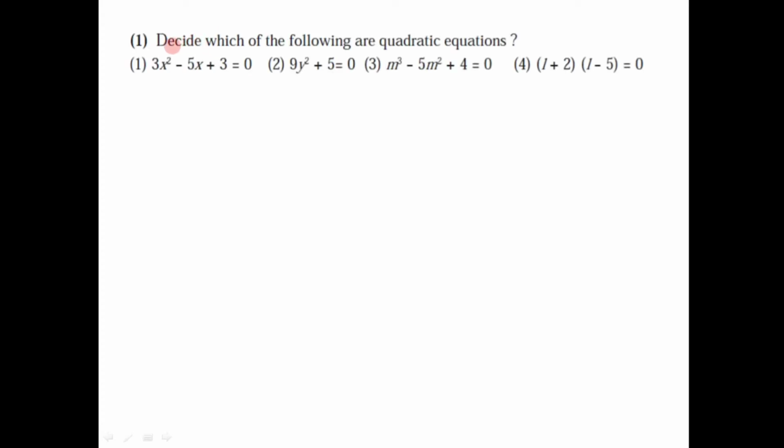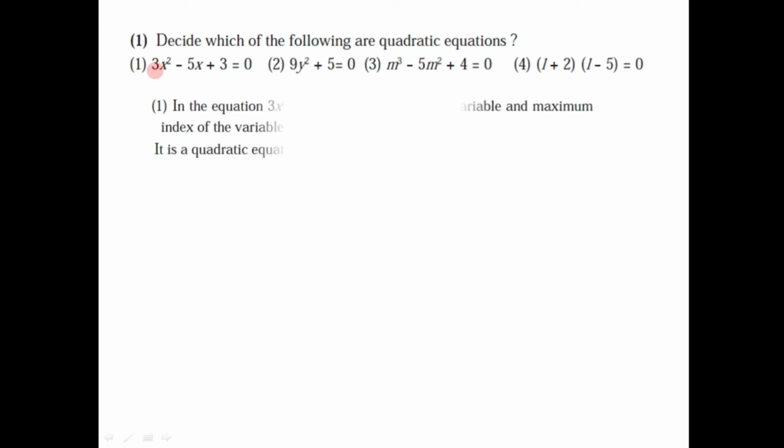Now based on that we have one question. Decide which of the following are quadratic equations. Some equations are given below. First is 3x² - 5x + 3 = 0. Second, 9y² + 5 = 0. Then the third equation is m³ - 5m² + 4 = 0. And the fourth equation is (l + 2)(l - 5) = 0. We have to decide which of these four equations are quadratic equations.